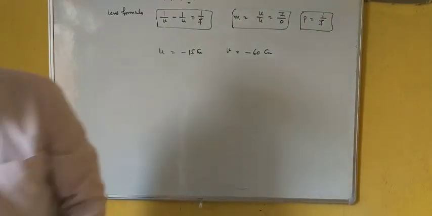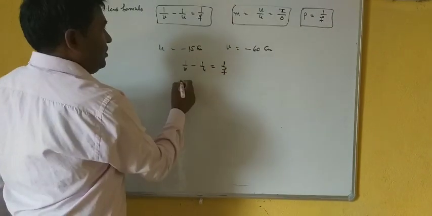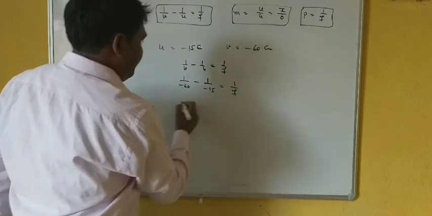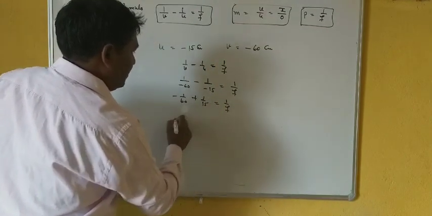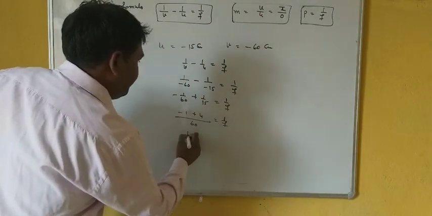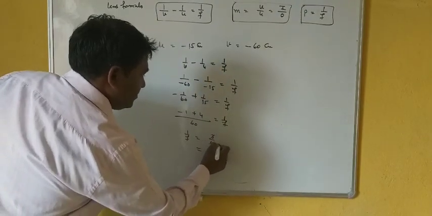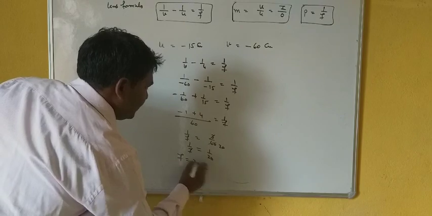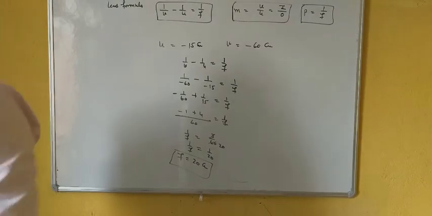Focal length. Now by lens formula, 1 by V minus 1 by U is equal to 1 by F. See, 1 by V is minus 60, minus 1 by U is minus 15, equals 1 by F. So 1 by minus 60 plus 1 by 15 equals 1 by F. What is this? Minus 1 plus 4 over 60, equals 1 by F. So 1 by F is equal to 3 by 60, that is 1 by 20. So F is equal to 20 centimeter. What is value of focal length? Focal length is 20 centimeter.